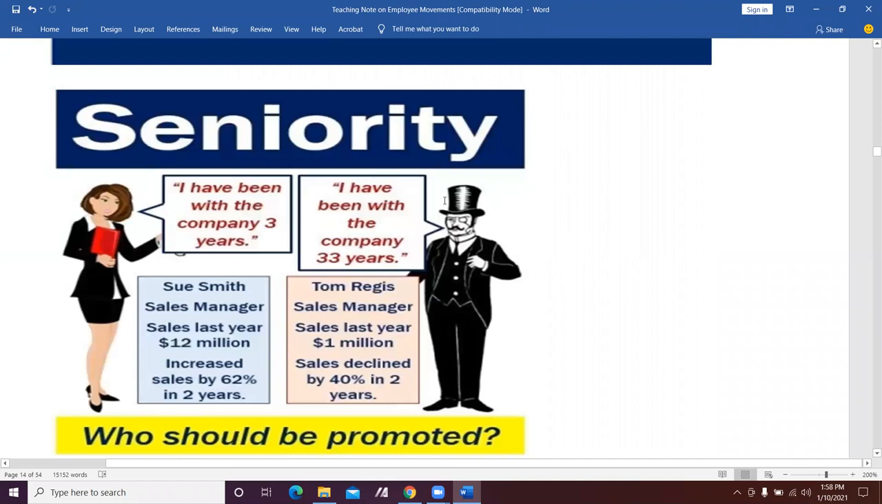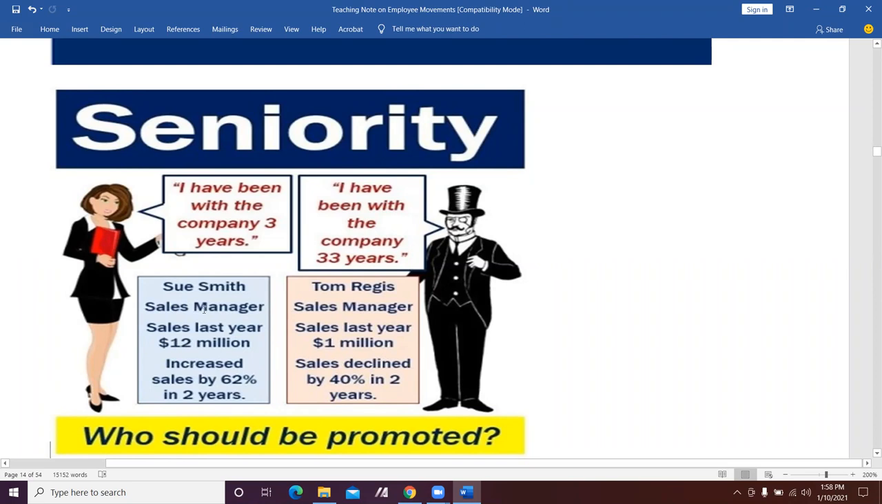Then look at this example. The question is, who should be promoted? There is a female employee here and a male employee, a very old employee. He has served the company for 33 years. This girl has served for only 3 years. So in terms of seniority, this person is higher. The more senior person is this person, not this one.